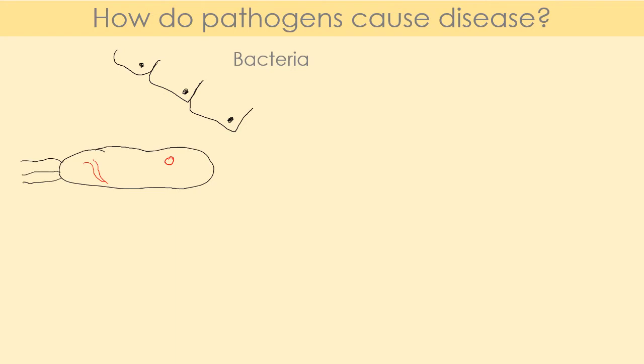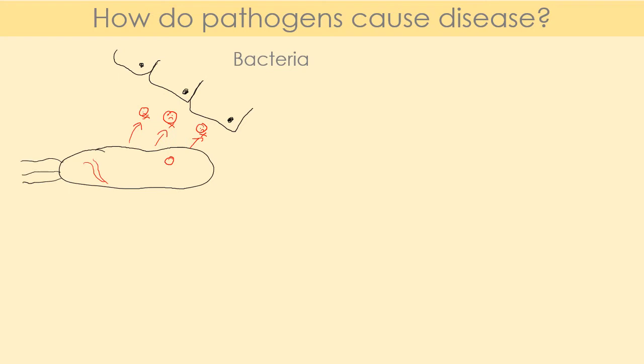Now the bacterium will enter our bloodstream or our bodies, and they can release toxins. Those toxins are what make us ill. They release those toxins which will affect the body. They are effectively a poison and will make us ill.